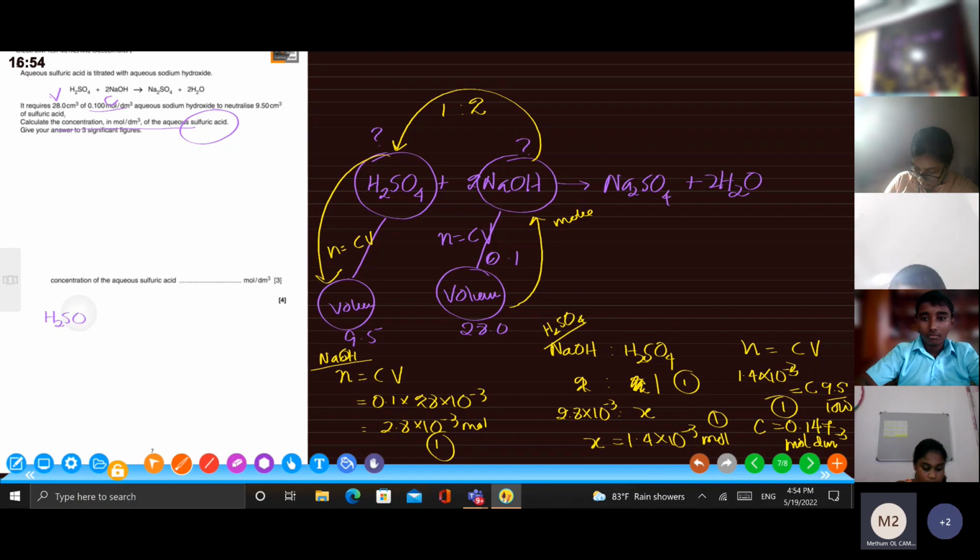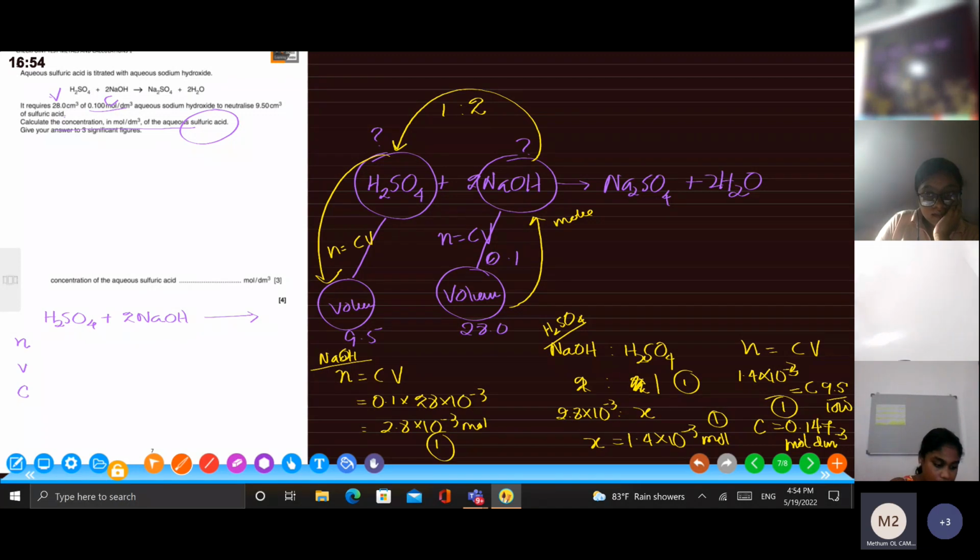So this is the other method. Some of you like this method, right? So we usually write the method of mass and molar mass, and you don't need the mass, right? So you write moles, volume, concentration. Moles not given. Volume 9.5. Concentration not given. Sodium hydroxide, moles not given. Volume 28. Concentration 0.1. So start from here. n equals CV, and then you get here and then jump here. That's how you have to do it.